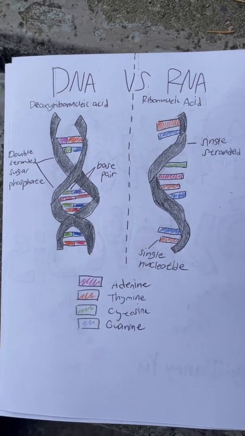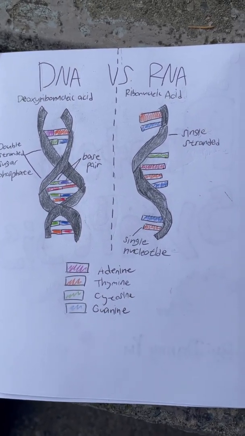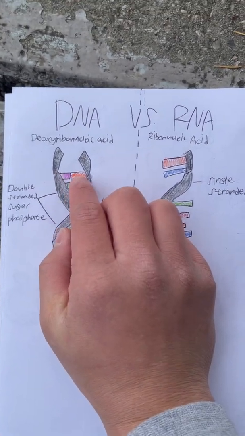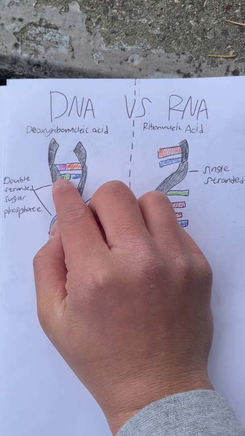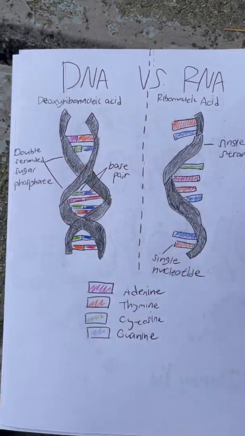And it is the sugar with the bases adenine, thymine, cytosine, and guanine. You can see them like adenine and thymine pairing with each other, cytosine pairing with guanine, and these are called base pairs.